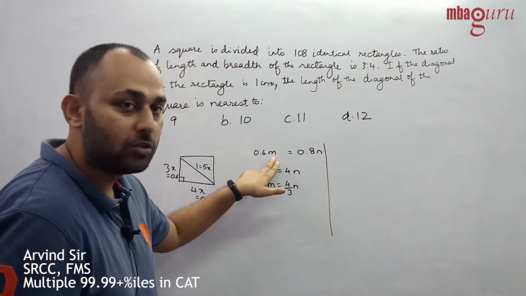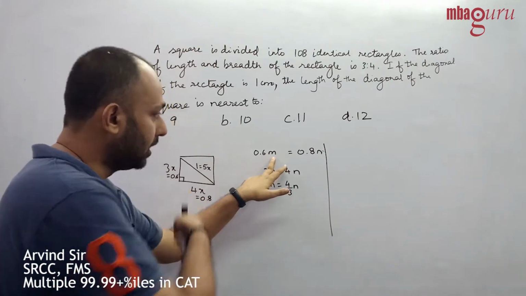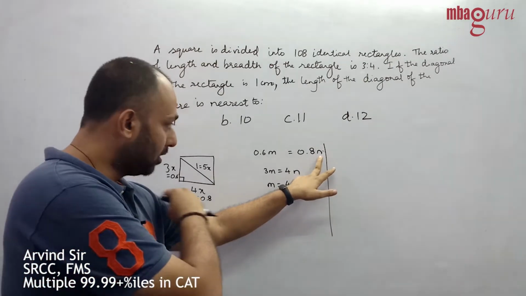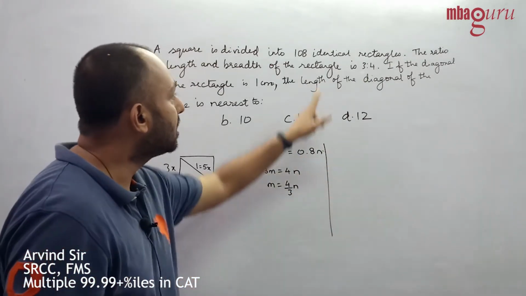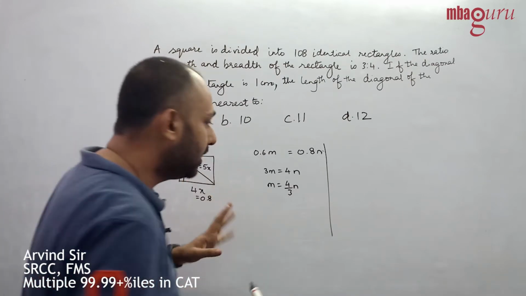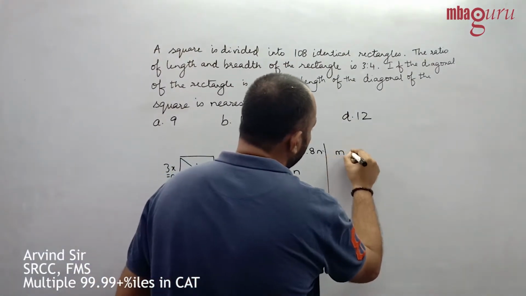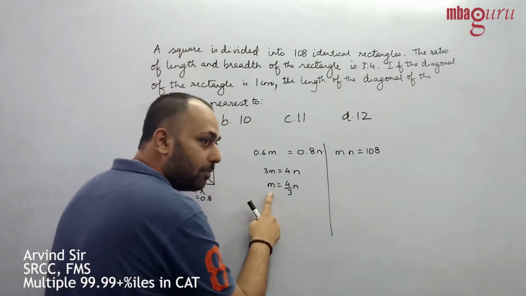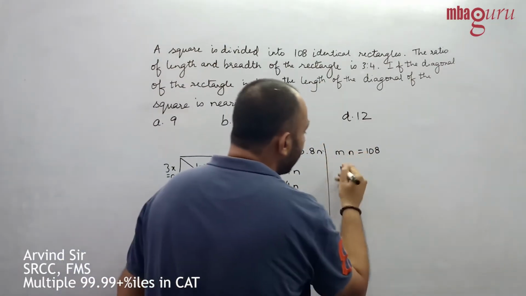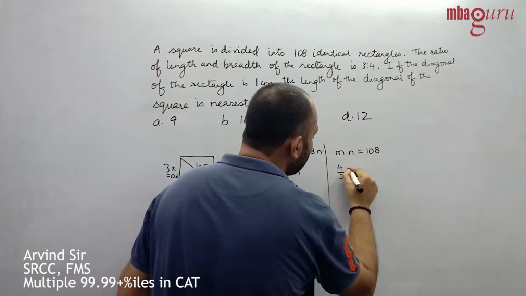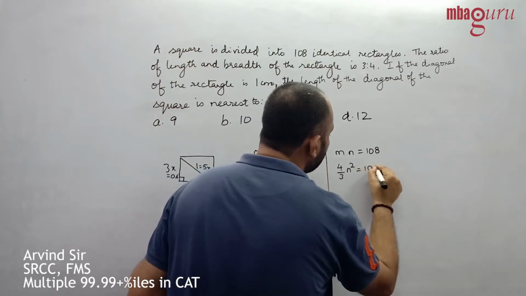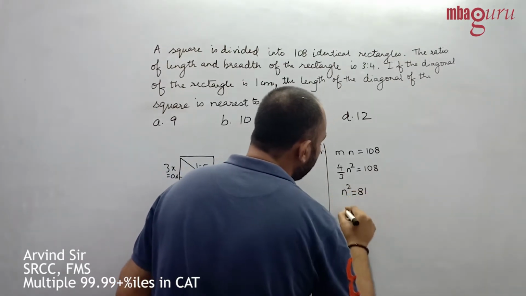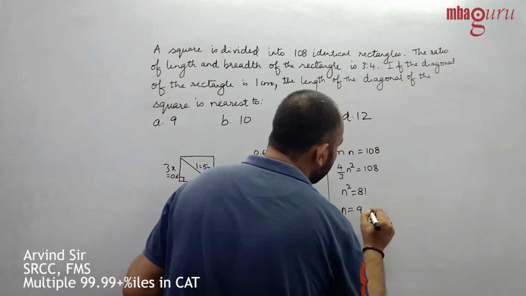Understand the number of times you got 0.6 horizontally and number of times vertically, the number of times you got n horizontally is also the number of identical rectangles that are getting created. So we also have mn is equal to 108. We also have m as 4 by 3n. You directly replace that, you get 4 by 3n square is equal to 108, or n square is equal to 81, or n is equal to 9.